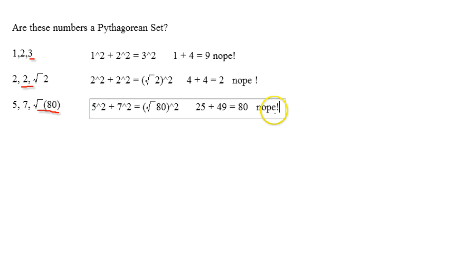And once again, nope, not a possibility. Okay, so are these numbers a Pythagorean set? No, and there's like an infinite list of them that just work with this.